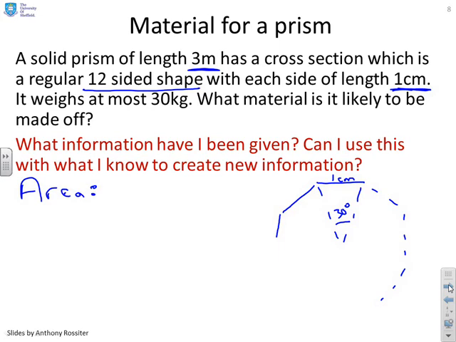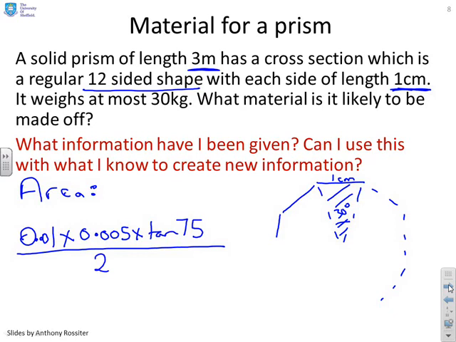Now, I'm not going to go through this slowly because I'm sure you can work it out yourself, but clearly the cross-sectional area is 12 times the area of that triangle. And the area of that triangle is given by 0.01 times 0.005 times tan of 75, all divided by 2. So that's half the base, which is 1 centimeter, times the height, and the height is 0.005 times tan 75 over 2. So that's the area of that triangle.